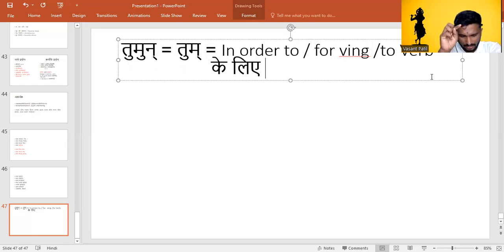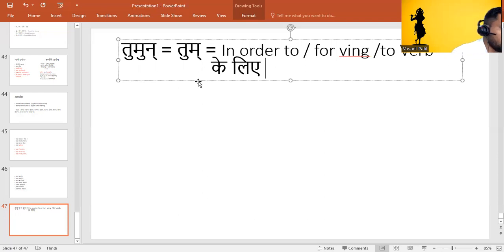Kriyayam kriyarthayam. For one action, there is another action. For example, to learn cricket, I go to ground. So in first action, there will be tumunta pratyaya. What remains? Only tum remains. Now there are a few rules. We will write down those rules.